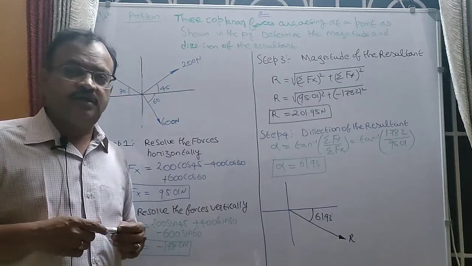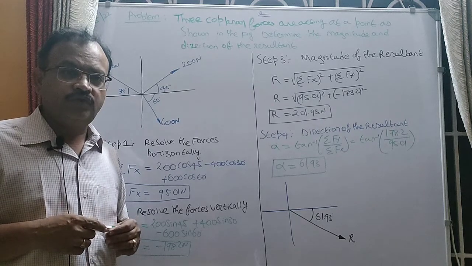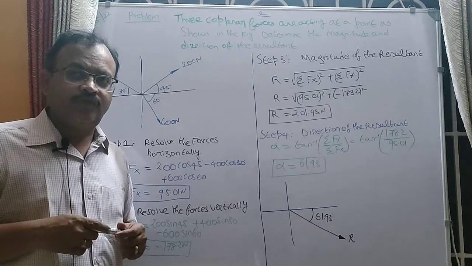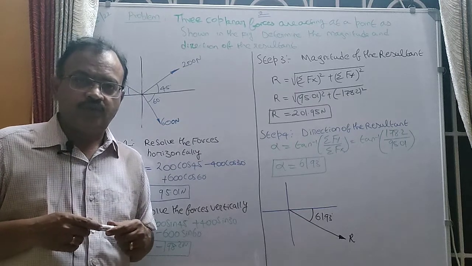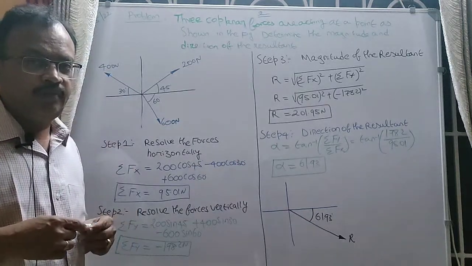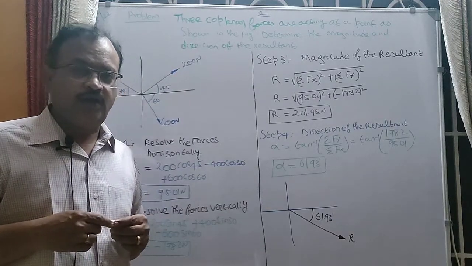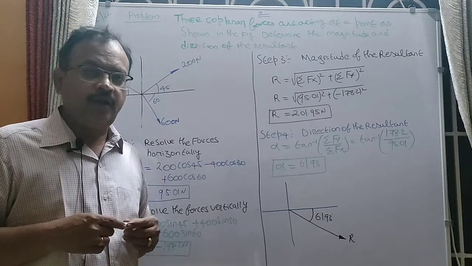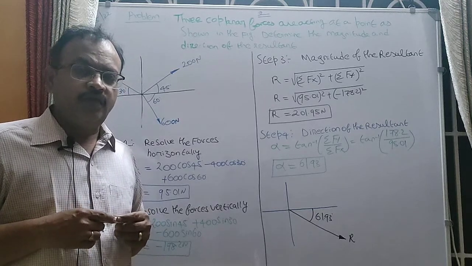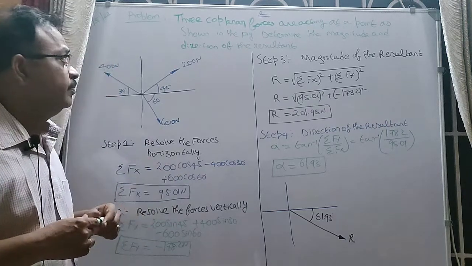So, in the last lecture, we have seen the resultant of a force and how to determine the resultant of two forces using the parallelogram law of forces. Today we will solve a problem on how to find the magnitude and direction of the resultant of more than two coplanar concurrent forces acting on a particle. Let me go to the problem.